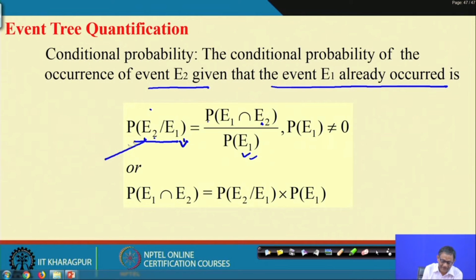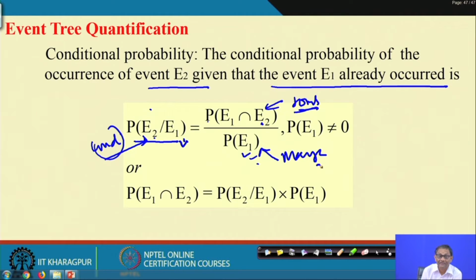What is this? This is the marginal probability, independent of E2 and all those things, and this is the joint probability, that means both E1 and E2 will occur. So, conditional probability is equal to joint probability divided by the marginal probability, and with reference to what? The conditions given. Or you can write this in this form, that means the joint probability is the conditional probability times the marginal probability.